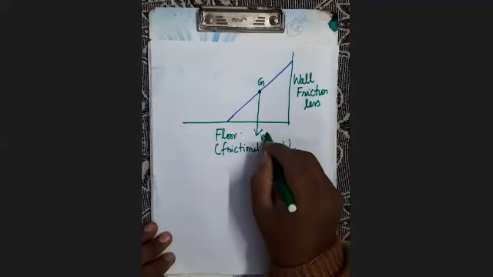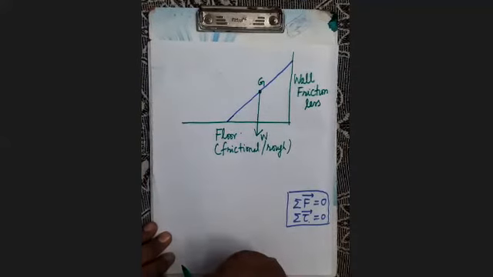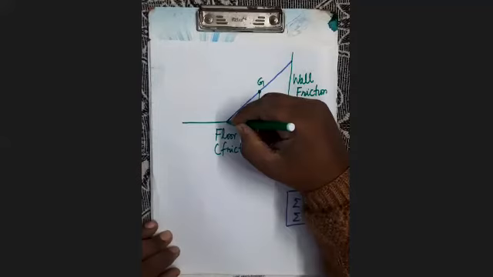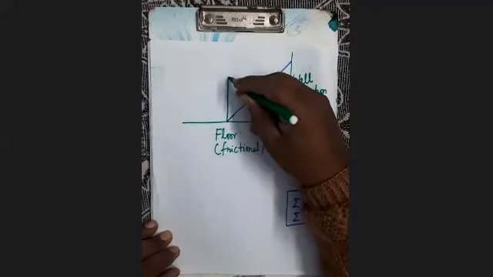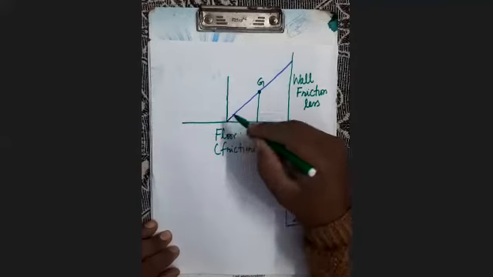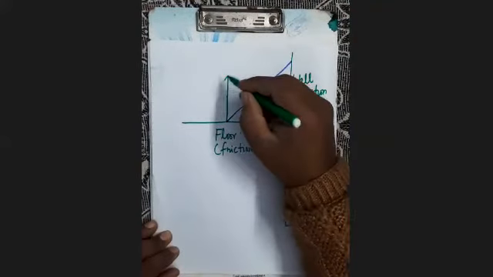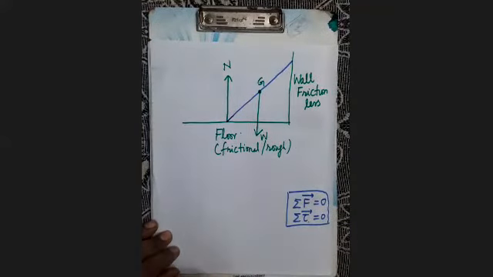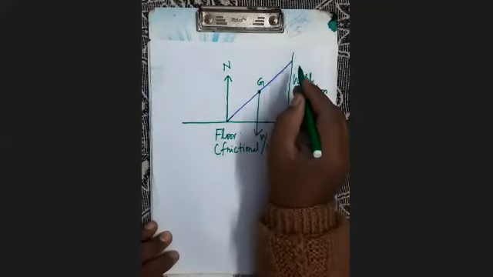Acting vertically downward from the center of gravity. Then one force will be here, normal reactionary force. This foot of the ladder is resting here at this point. So normal reactionary force will act in this direction. It's clear. One reactionary force will act here.